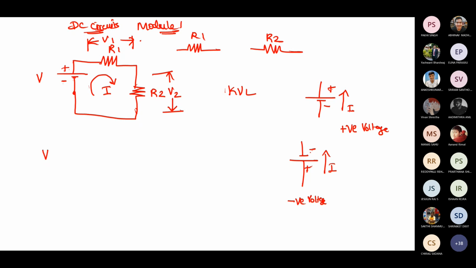So now, what about the resistor, students? Whether resistors have any potential, students?